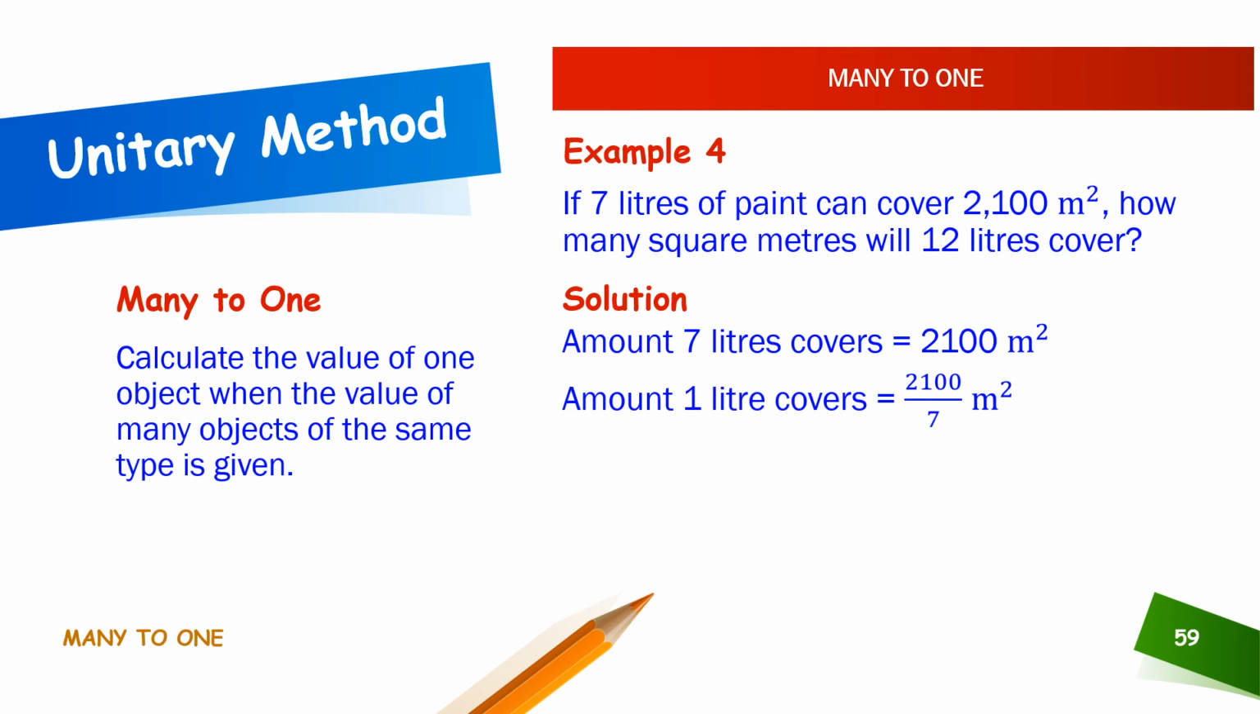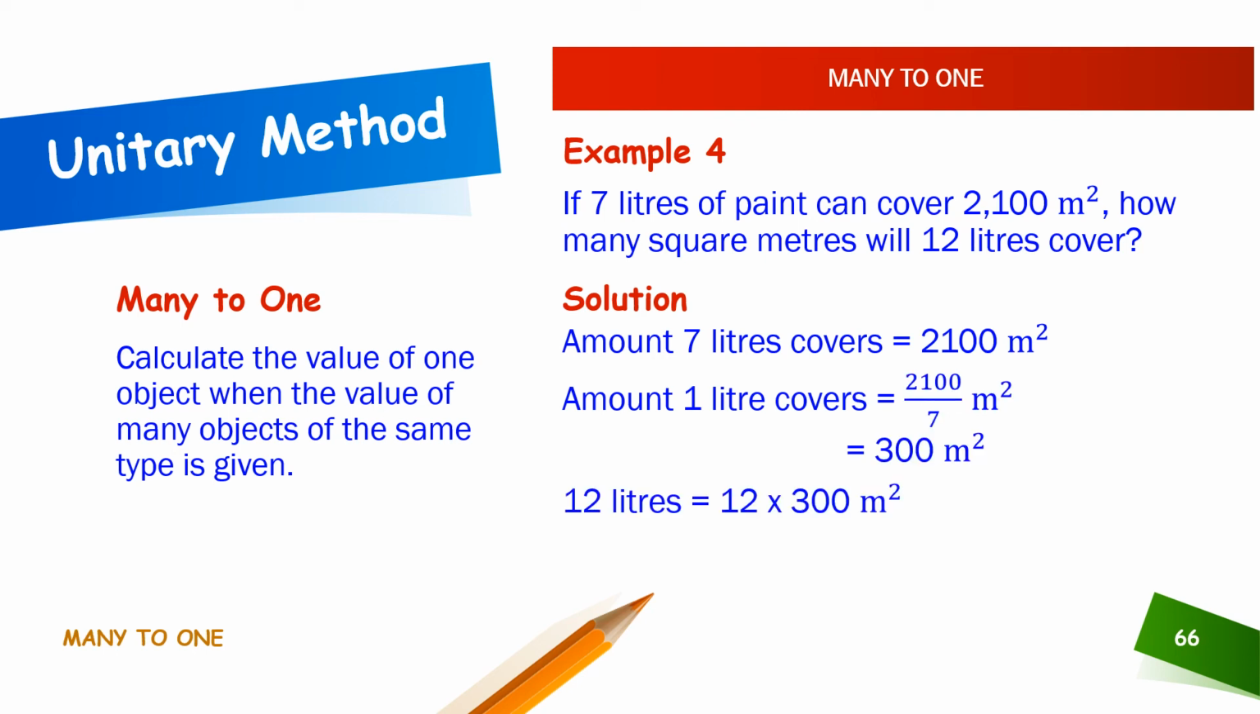Therefore, in order to find how much 1 litre will cover, we divide both sides by 7 to give 2,100 divided by 7. So the amount 1 litre covers is equal to 300 meters squared.